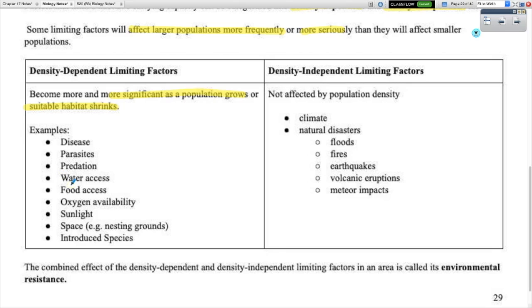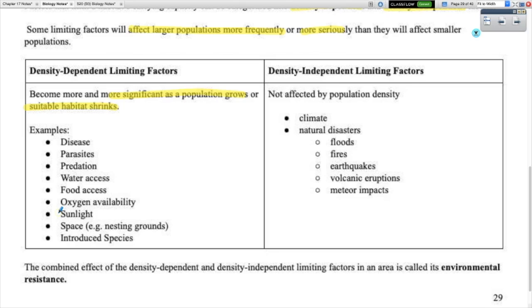Water access. If there's too many organisms in one ecosystem all drinking from the same water, well, there's only so much water, and eventually there's not enough for everybody, right? Same goes for food. Same exact idea. Oxygen availability. We saw that in the algal bloom, right? When the decomposers started breaking down the dead algae, they were way above their carrying capacity. And so eventually the ecosystem kind of had to collapse and reset because they had gone past a sustainable level. Sunlight, right? Plants do compete for sunlight, like we saw with those big tall trees that kind of smother out these smaller shrubs and stuff below them. Space.